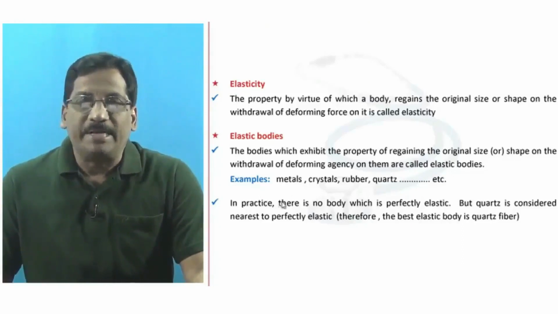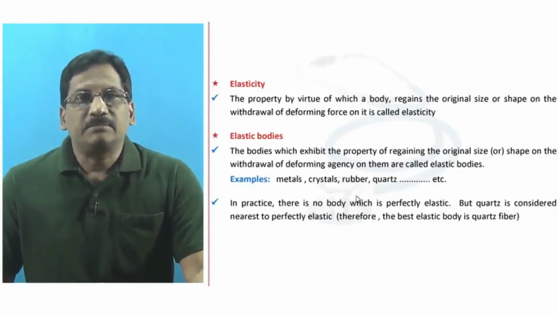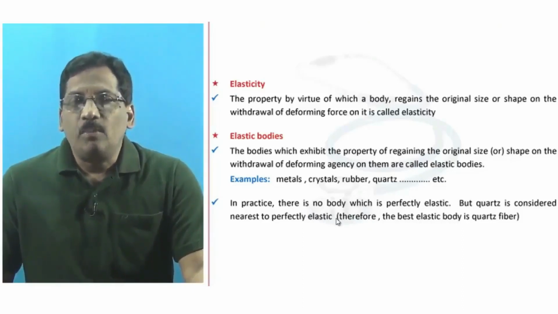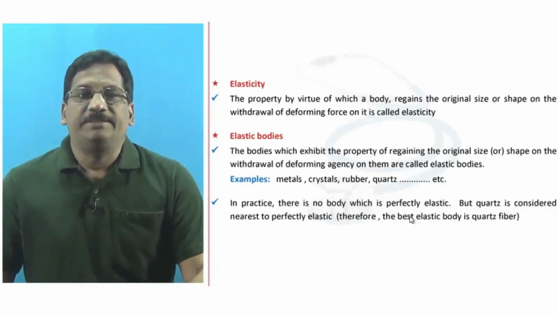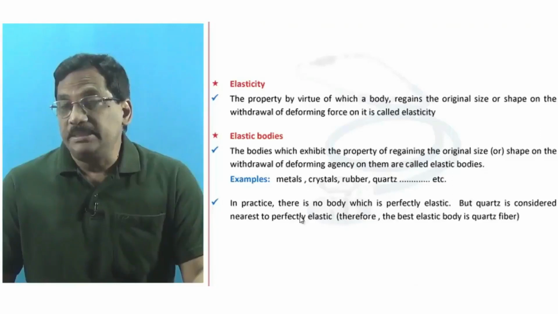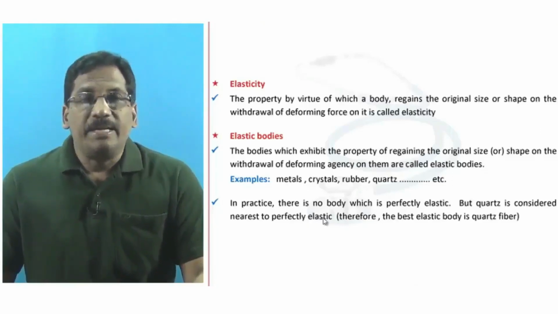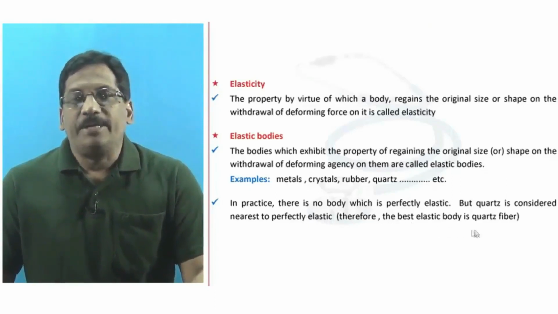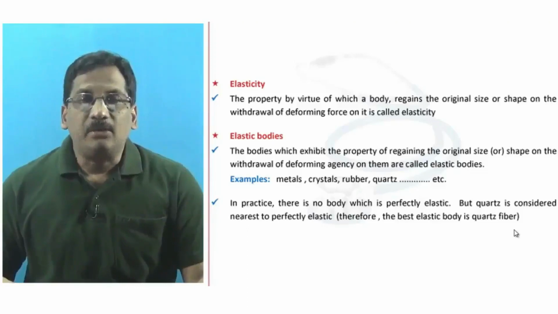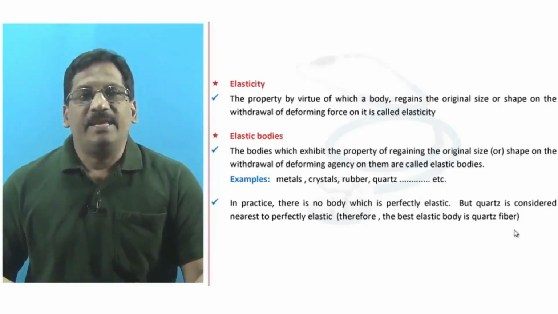Examples: metals, crystals, rubber, quartz, etc. In practice, there is no body which is perfectly elastic, but quartz is considered nearest to perfectly elastic. Therefore, the best elastic body is quartz fiber. We treat quartz fiber as the best elastic body.